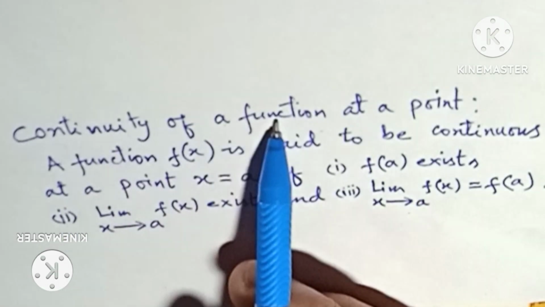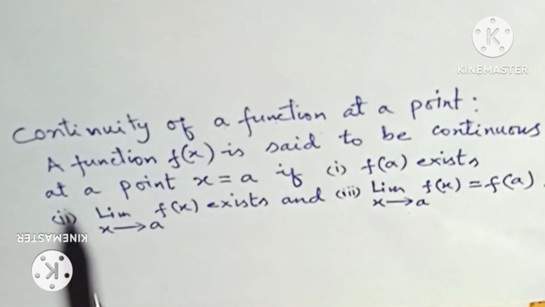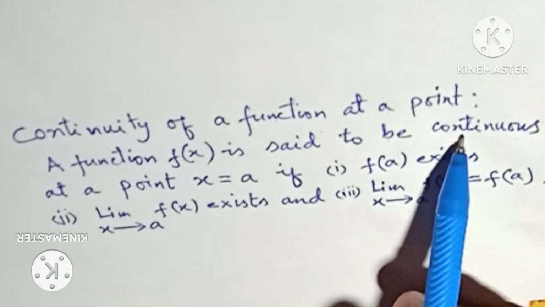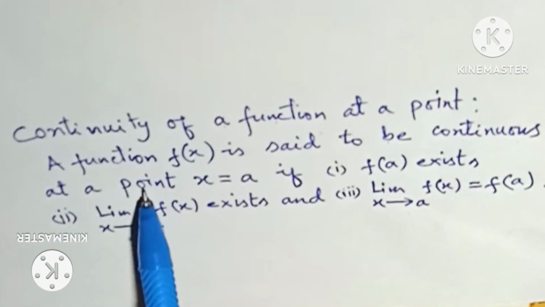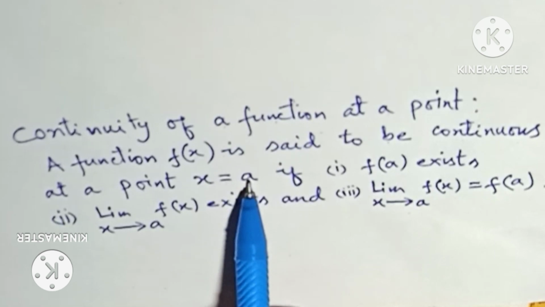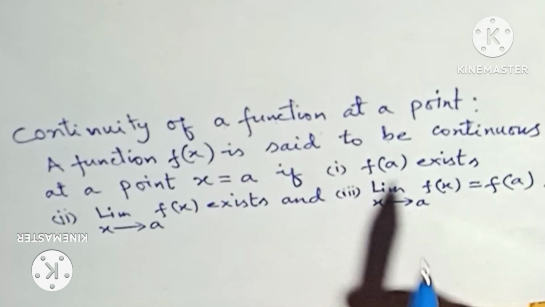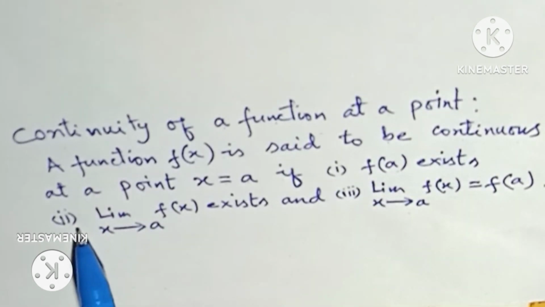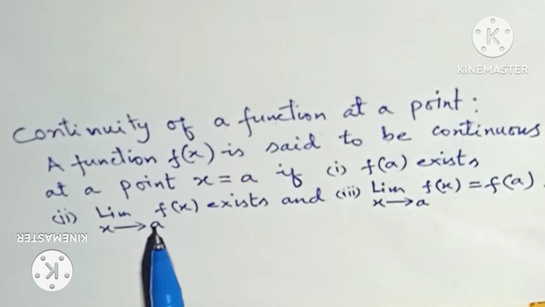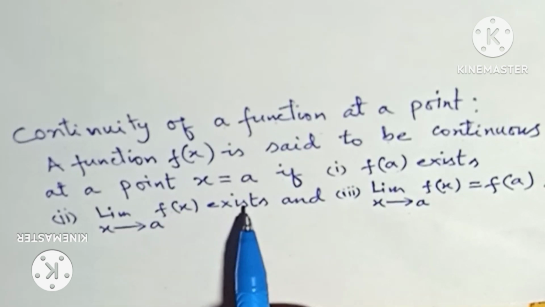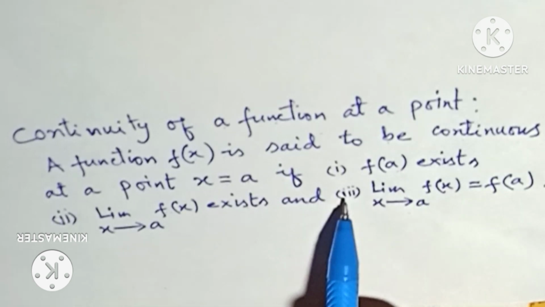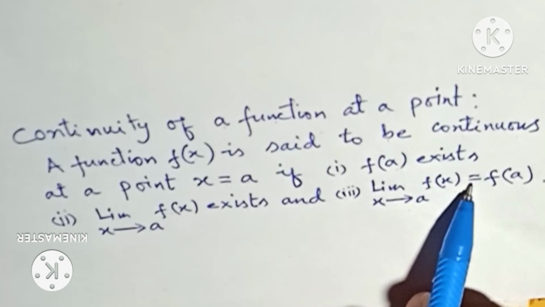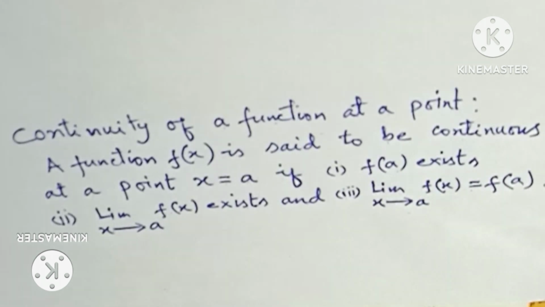Continuity of a function at a point. A function f(x) is said to be continuous at a point x equal to a if: first, f of a exists; second, limit x tends to a, f of x exists; and third, limit x tends to a, f of x is equal to f of a.